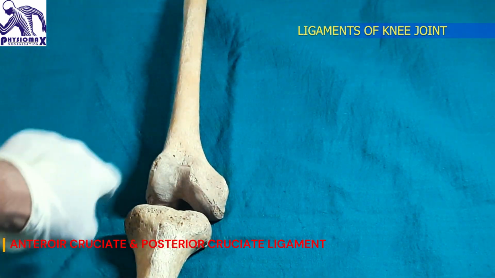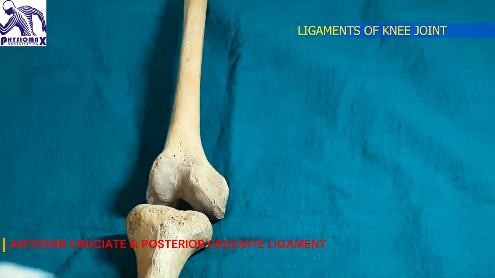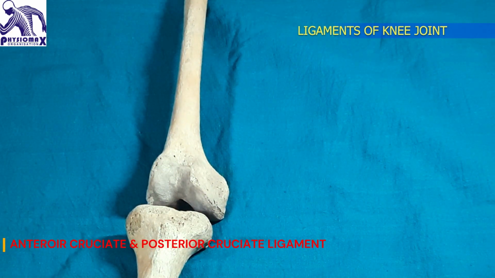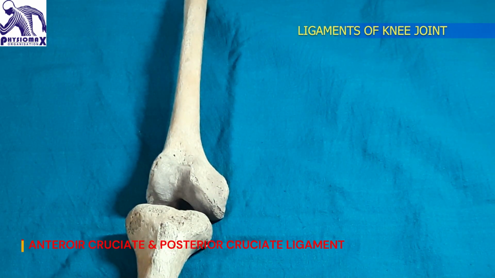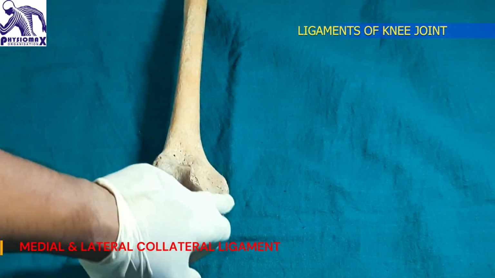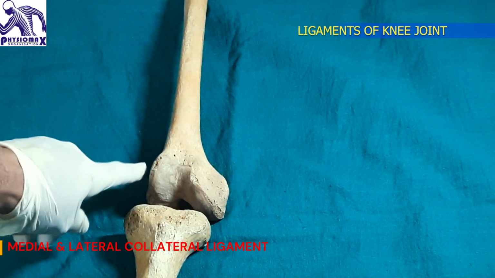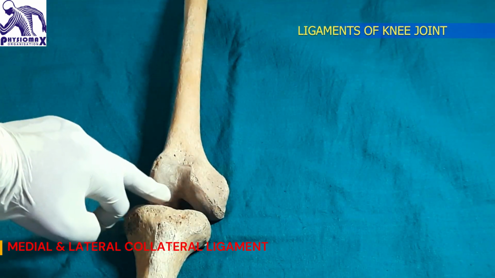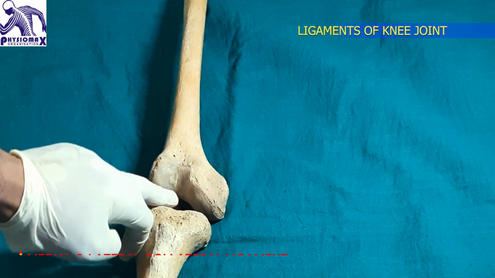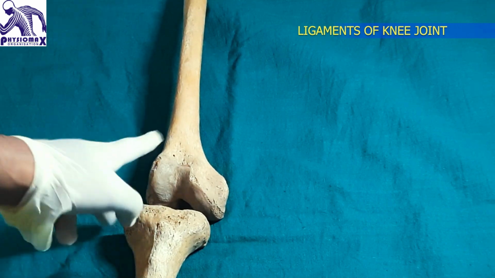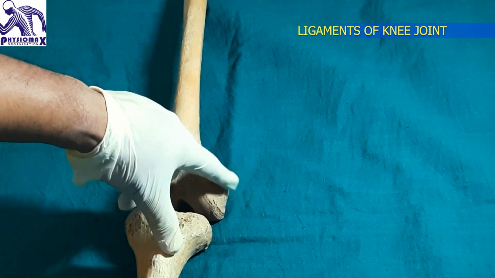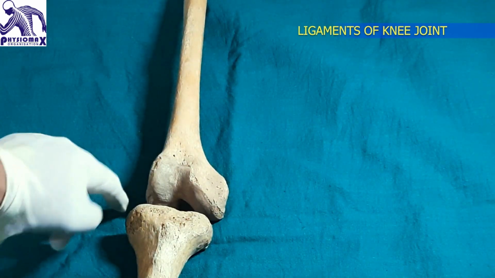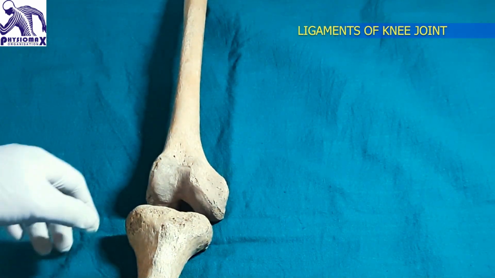And another two ligaments are present on both sides of the knee joint, the collateral ligaments. As we can see, this is the medial side, that's why this is the medial collateral ligament, and this is the lateral side, this is the lateral collateral ligament. So we need to remember there are four important ligaments present over here. Two in between, the anterior cruciate ligament and the posterior cruciate ligament, and two on both sides, the medial collateral ligament and the lateral collateral ligament. So we will start one by one.